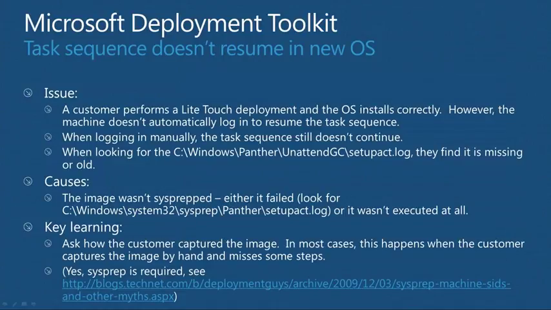Another challenge that we've run into, everything's working fine. We've deployed a new operating system. It boots up for the first time. We expect the task sequence to continue for MDT to install apps. Never happens. What's going on? The strange thing is, over and over again, we're finding out that the image wasn't sysprepped.